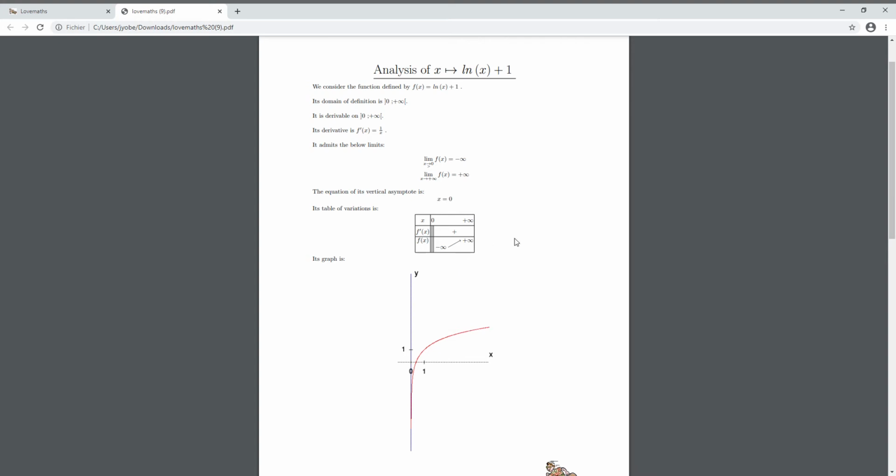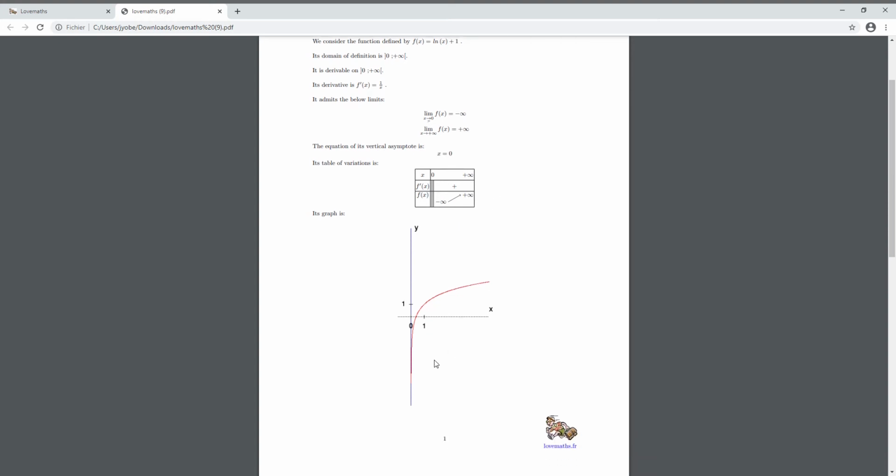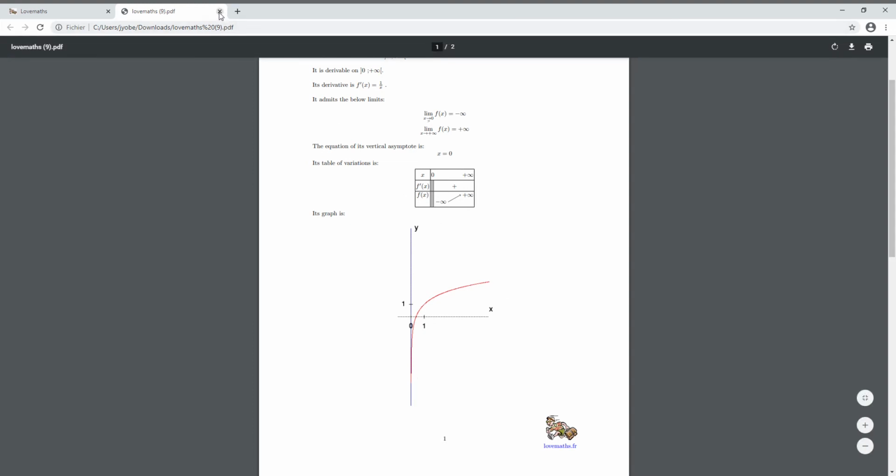And we find these variations in the curve. So we can see that the function is increasing from minus infinite to plus infinite. So this is the first possibility offered by LoveMath.